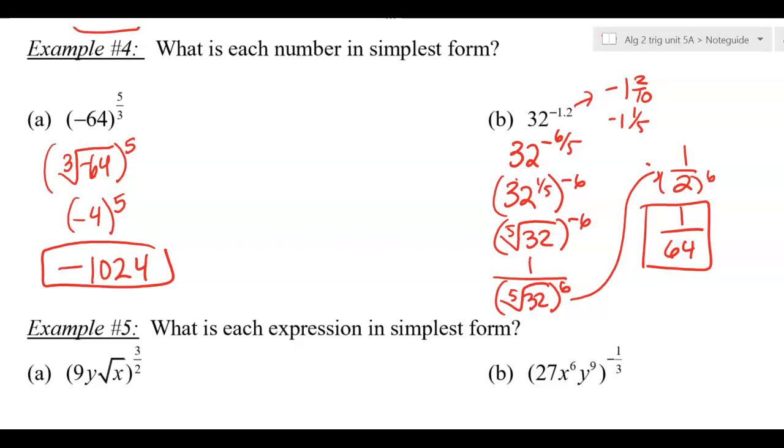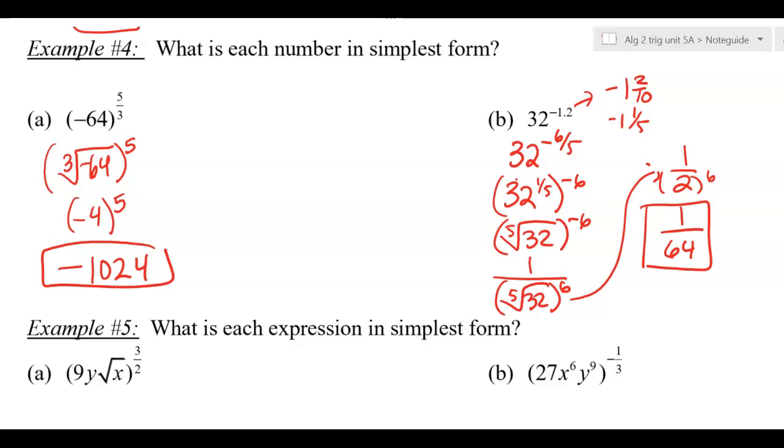Any questions about those? So again, if you took a different path but got where I got, you did fine, because there's a lot of rules that we're applying, and there's no order in which you have to apply the exponent rules or the radical rules. It's not like order of operations. You just have to make sure you're applying all of them.